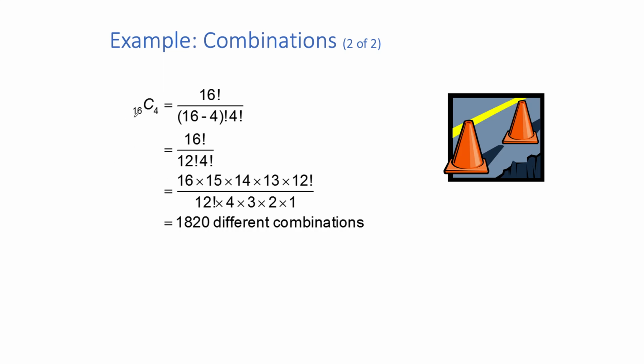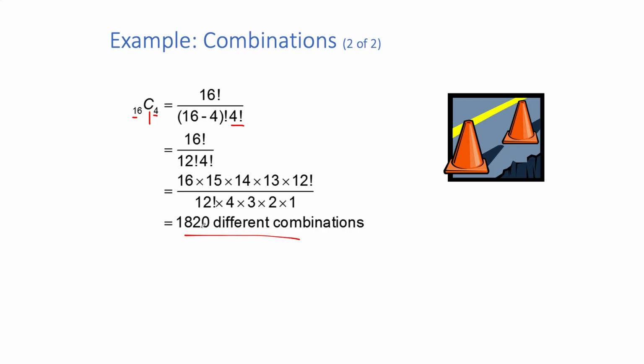So there are 16 bids to choose from, of which 4 are chosen, and C here represents the fact that the order of the selection doesn't matter. The order is not important, there's no regard to order, so it's a combination. So we write this as 16C4, which the formula says is 16 factorial over 16 minus 4 factorial times 4 factorial. So 16 factorial over 12 factorial times 4 factorial, you run the math on that, and you get 1820 different combinations.